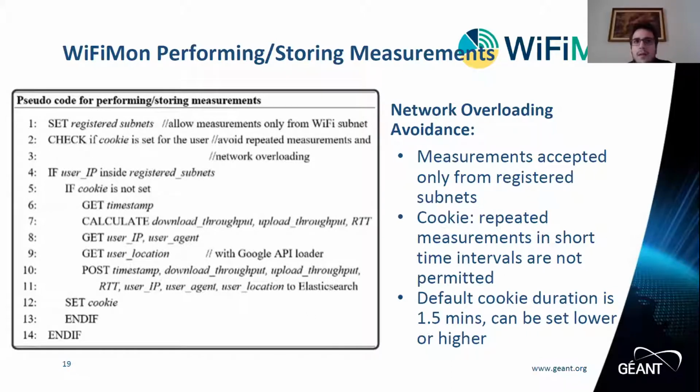Because when you inject the JavaScript lines into a popular, frequently visited website, such as in a campus network, you expect that users from the monitored Wi-Fi network will visit this website, but also users outside the network. So this is a method to drop the measurements that come from outside the monitored Wi-Fi network. And we have a cookie. The cookie means that repeated measurements in short time intervals are not permitted. The default is 1.5 minutes, but it can be set lower or higher.